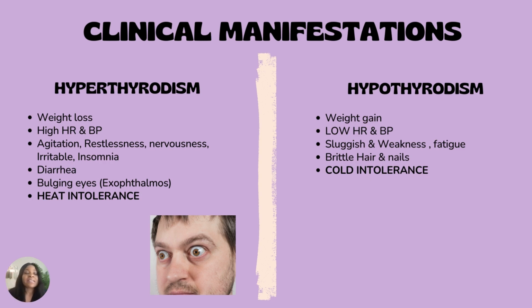Other things you might see in hyperthyroidism are a high heart rate and blood pressure, again, because of the excessive thyroid hormone that is being secreted. On the other hand, because of low thyroid hormone in hypothyroidism, you would have low heart rate and low BP. Also, going back to hyperthyroidism, we have agitation, restlessness, nervousness, irritability, and insomnia. This patient might not be able to sleep because there's just so much hyperactivity going on. The reverse is the case with hypothyroidism, where you have sluggishness, weakness, and fatigue. You would also have diarrhea with hyperthyroidism.